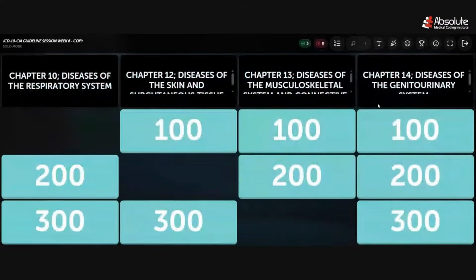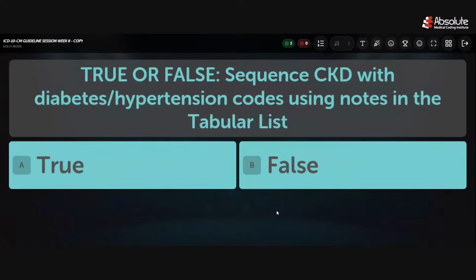All right, and let's now go to our chapter 14, diseases of the genitourinary system. Let's do a 100. True or false? Sequence CKD, or chronic kidney disease, with diabetes or hypertension codes using notes in the tabular list. All right, so a sequencing question. What do we think for this one? Let me know in the chat and then we will go over it.